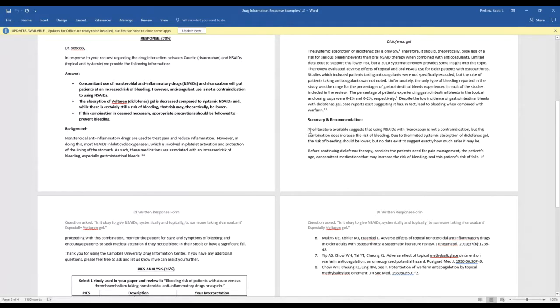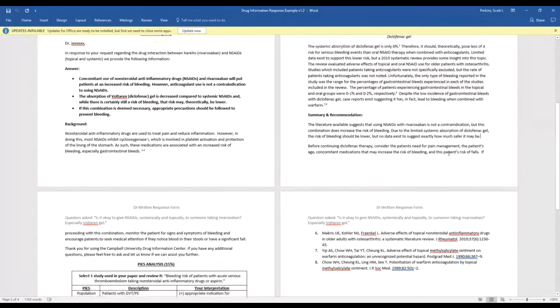So, the literature suggests that using NSAIDs in general with rivaroxaban is not a contraindication. And that's really important. Package inserts all say that. All of our authoritative references say that. But this combination does increase the risk of bleeding. Again, the package inserts also say that. All of our important authoritative references indicate that as well. Due to the limited systemic absorption of diclofenac gel, the risk of bleeding should be lower, but no data exists to suggest exactly how much safer it may be. All that's extremely factual information based off of the information that we have above.